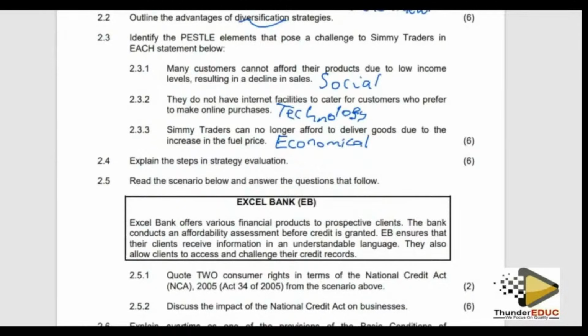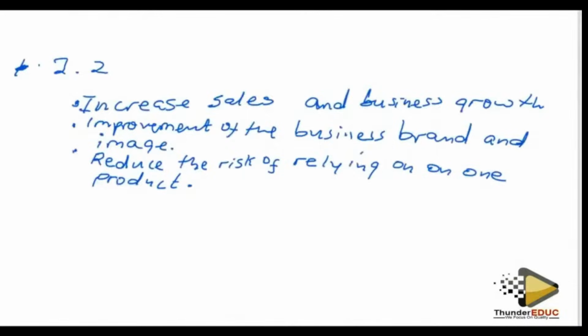2.4. So 2.4, you are expected to explain the steps in strategy evaluation. Here, you must know the meaning of evaluation and the meaning of strategy. So this is our 2.4. And also you should be in the position to check the allocation of marks, because allocation of marks can work as a guide for you to write what the question expects you to actually write.